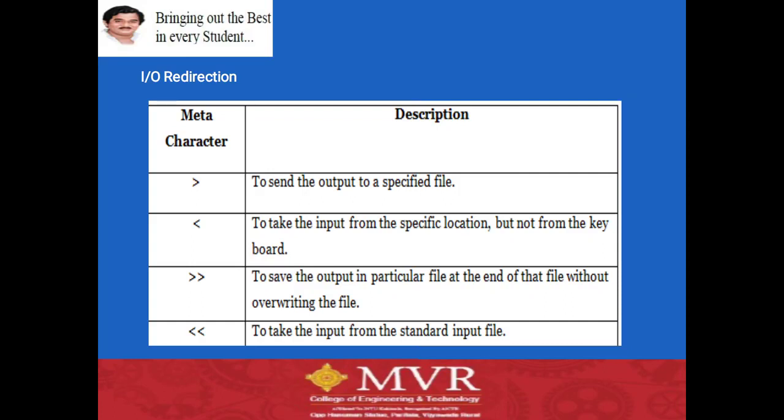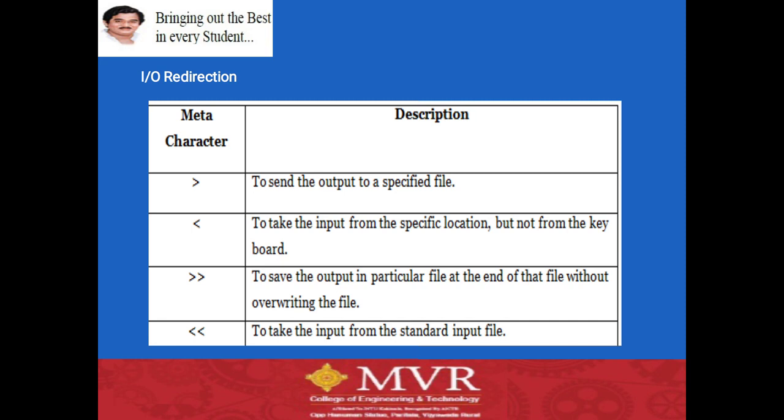Then double greater than, we already know cat double greater than, that is called appending a file. We discussed in the earlier classes to save the output in a particular file at the end of the file without overwriting the file. That is the important thing. Appending means adding new content. So already there will be some content in that file, but you won't disturb that content. What you will do is add some more content at the end of the file. That is called appending. That is called double greater than.